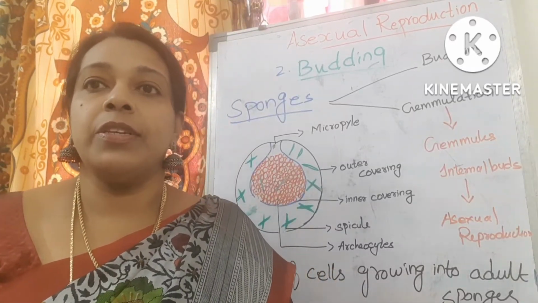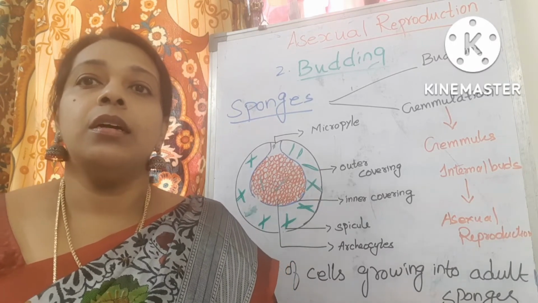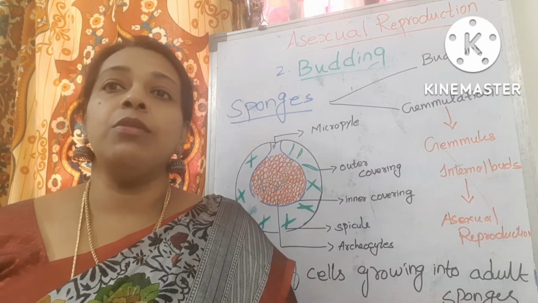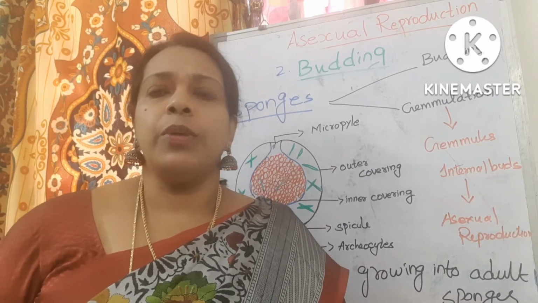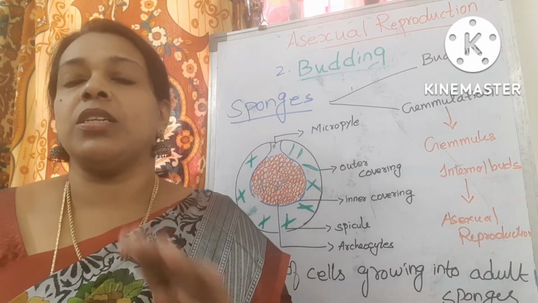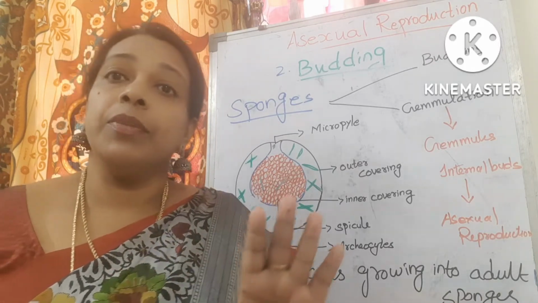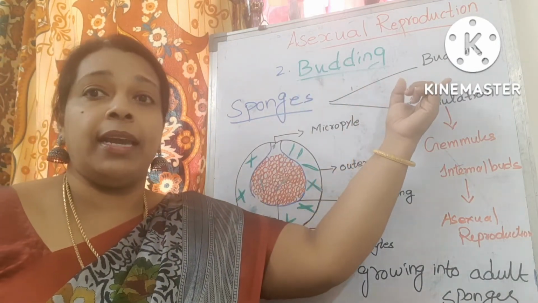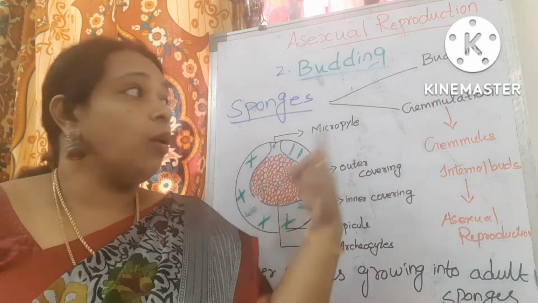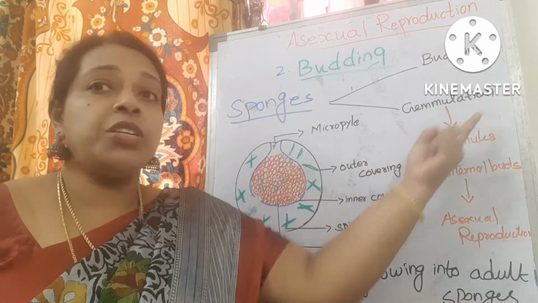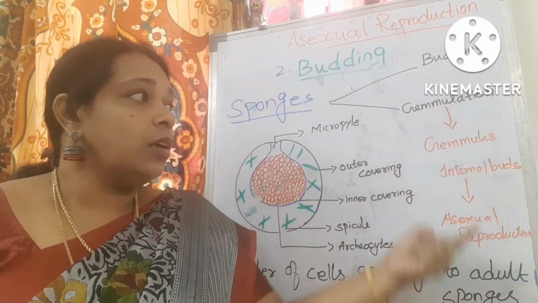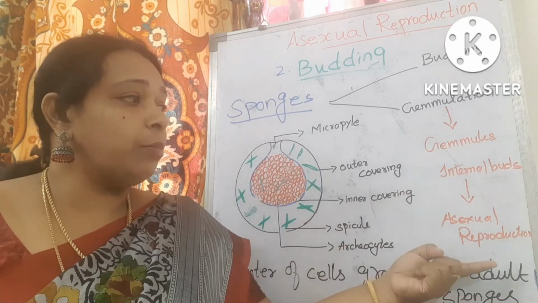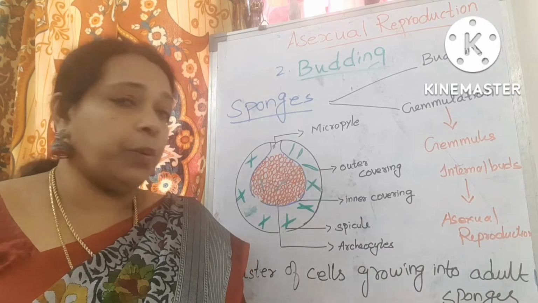The next organism which reproduces by budding is sponges. What are sponges? We know sponges are primitive aquatic animals which have a very simple structure, but it is a multicellular organism. Okay, and sponges reproduce asexually by budding as well as by gemmulation. What is this gemmulation? Gemmulation is nothing but gemmule formation. What are gemmules? Gemmules are internal buds. These gemmules undergo asexual reproduction.